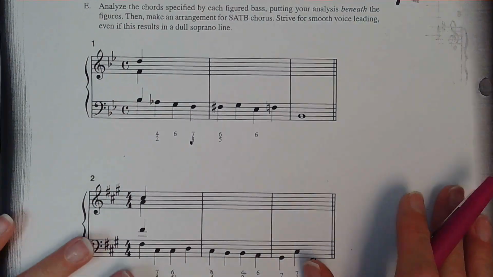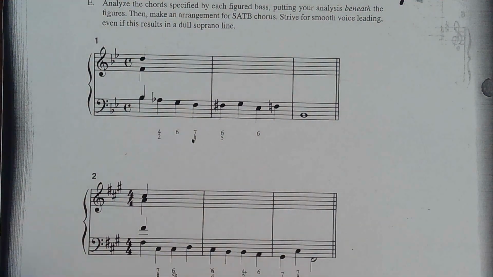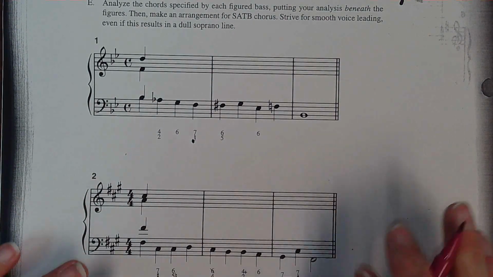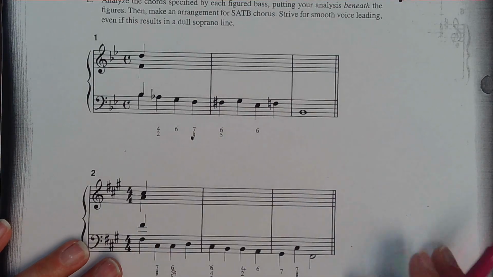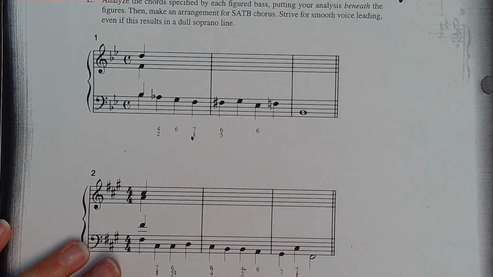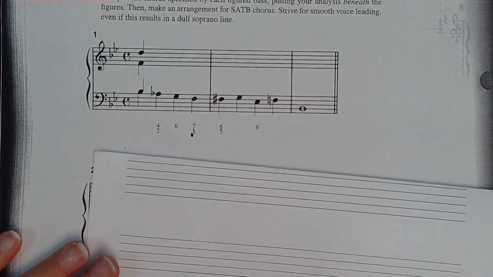All right, let's take a look at this figured bass. This has chromatic harmonies in it. You can tell right away from the figured bass that we have some chromatic alterations. So we know some interesting stuff's going to be going on here. All right, I'll have a piece of staff paper so we can figure some stuff out.